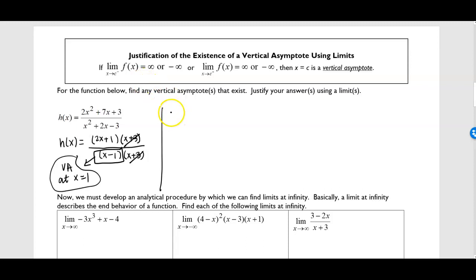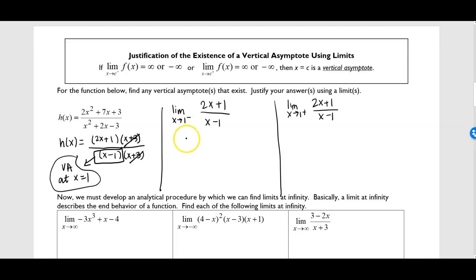So just like up above, we're going to take the limit as x approaches 1, that's our c, from the left. And you can use your simplified form here. We've already said it's equal. And then we're also going to check the limit as x approaches 1 from the right. Now, if it just asks you to justify that there is a vertical asymptote, you would only need to do one of these. We're going to do both just to show you how it would work.